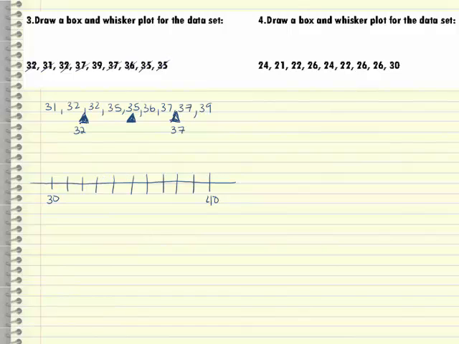I draw a box between Q1 and Q3. So Q1 is occurring at 32, and Q3 is at 37. So I draw my rectangle. I draw a line through the halfway point, or the median. It's not actually halfway on this particular box. And then I make my whiskers.